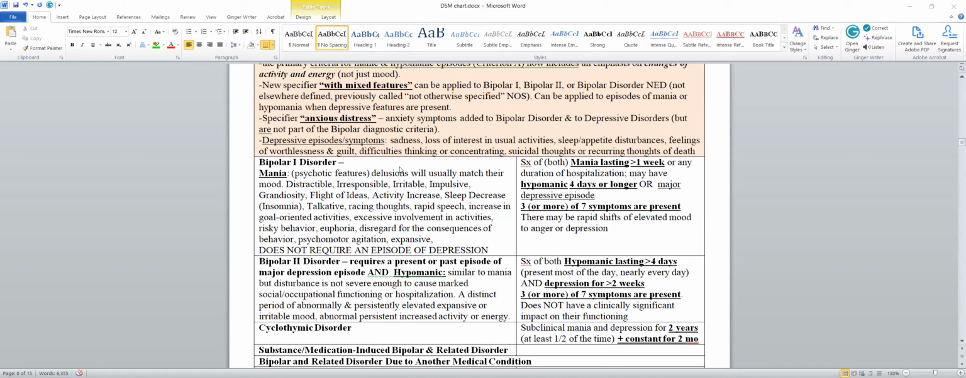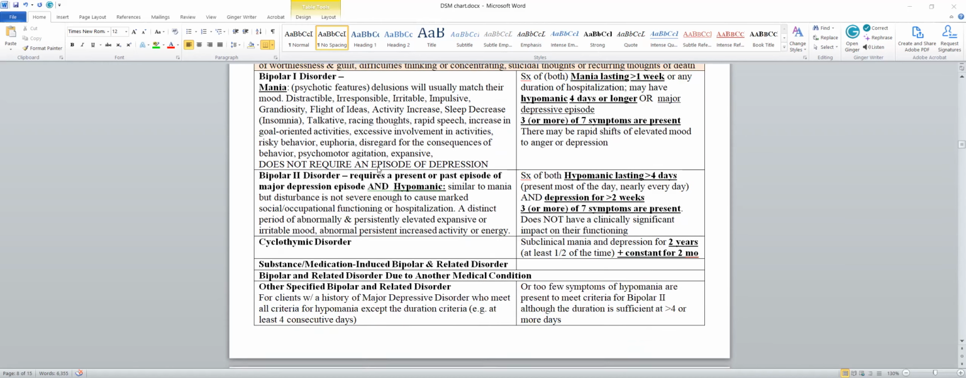Cyclothymic disorder is subclinical mania and depression for 2 years, at least half of the time, and constant for 2 months.